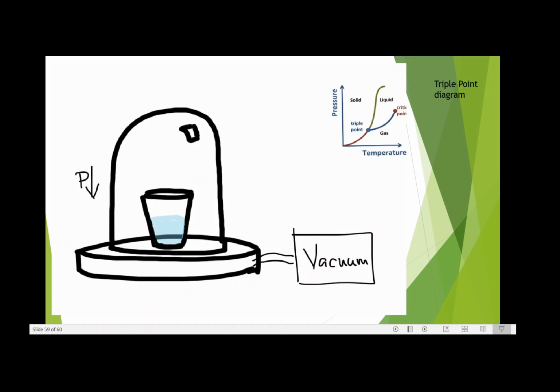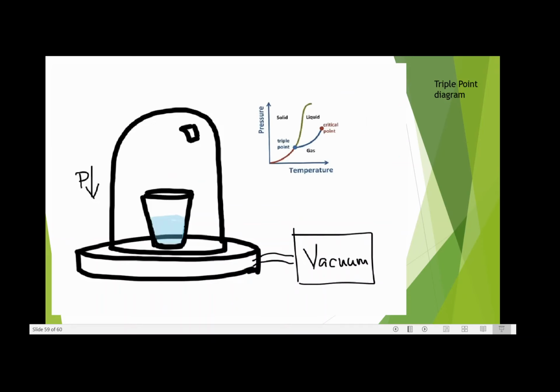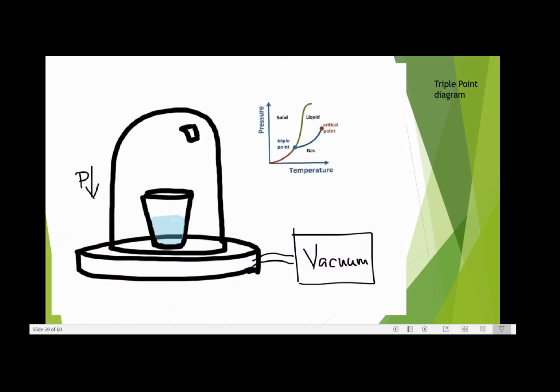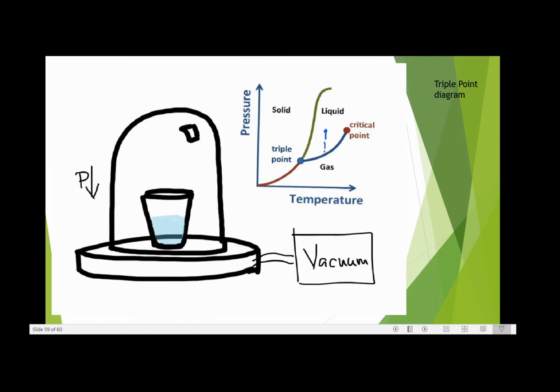We could change this substance's state without even touching the temperature. So maybe we're right here at standard pressure. It's hot enough to be a liquid, this water inside this glass, and we slowly lower the pressure. We could eventually turn that substance into a gas, and we could start boiling it without even changing the temperature.